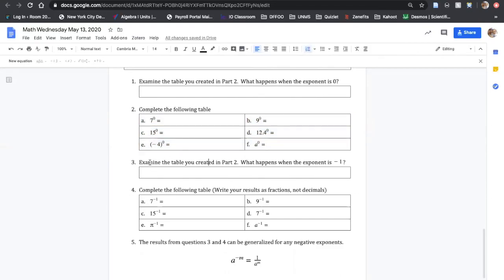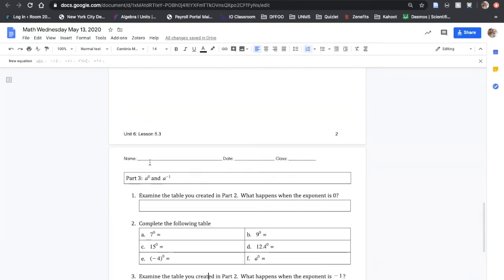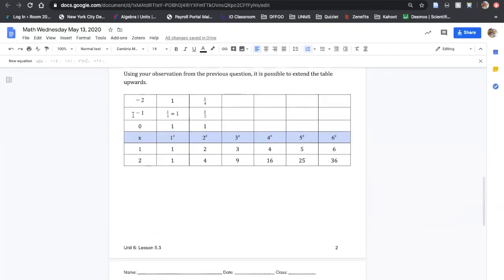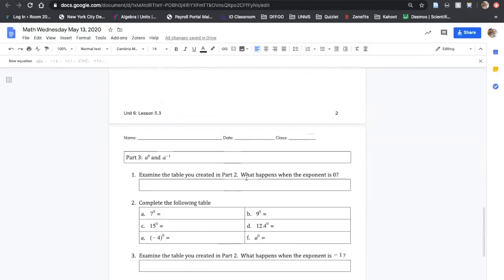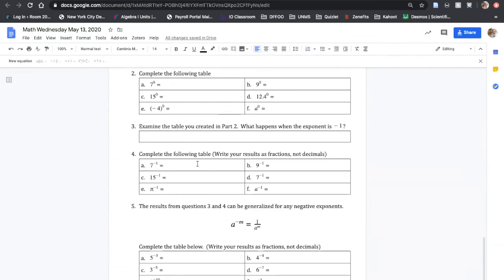Now, it says examine the table that you made in part 2. What happens when the exponent is -1? So looking at this row here, what do you notice happens with all of these numbers? Can you explain in words what's going on with these values here? Write that out in words, then use your result to answer these here. Again, if you understand the rule, these should be pretty simple.